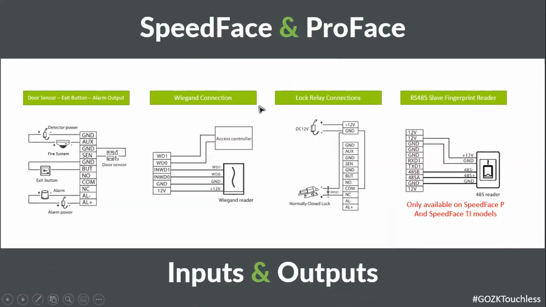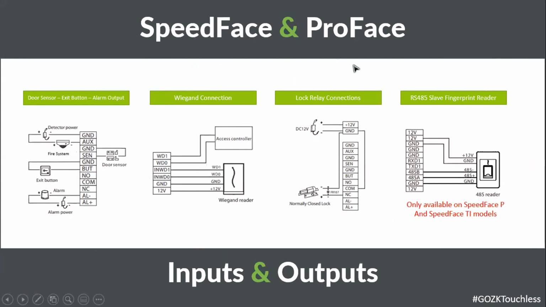As you can see, I did specify before that our readers have input and output. You don't need any third-party controller to open a door or connect anything to it. With the first one, you can connect the door sensor, the exit button, or the alarm output in case of emergencies. Also, for the Wiegand readers, you can connect our readers to a third-party controller if you need to, as you can see in the second image there.